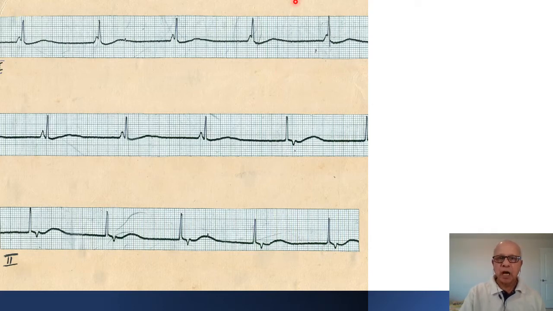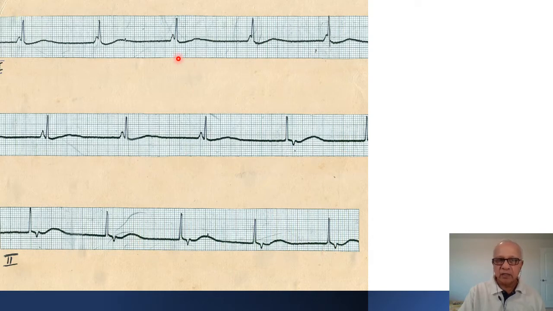Second point, are P waves seen? If you look carefully, the P waves are seen in the upper panel and the P waves are upright. And lower panel, 1, 2, 3. The first 3 beats show P waves which are positive. After that, they become negative.